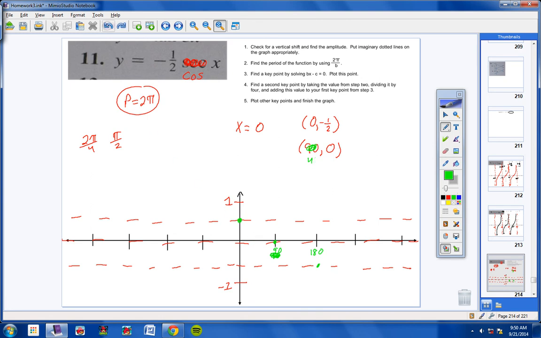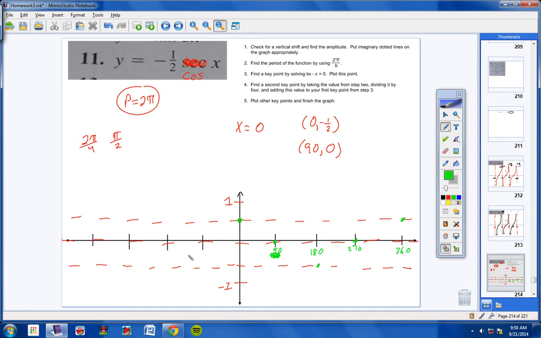You'll see what I'm talking about. But moving on, so 90, 180. This would be 270, and then this would be 360. All right. So we go high point, middle point, low point, high point, middle point.